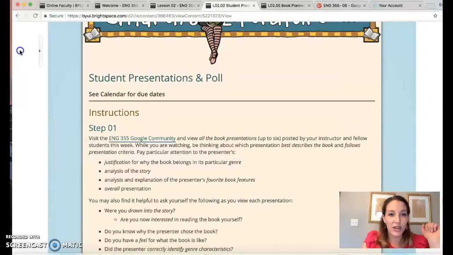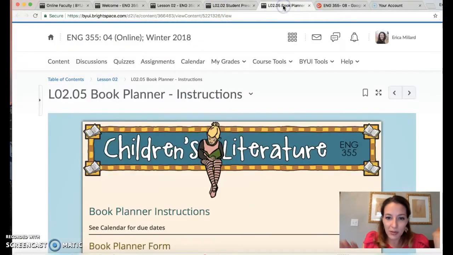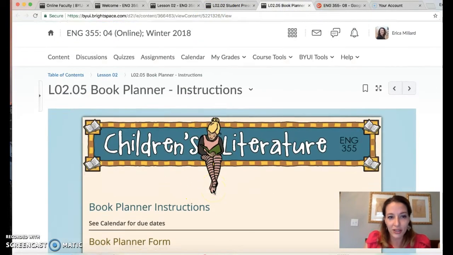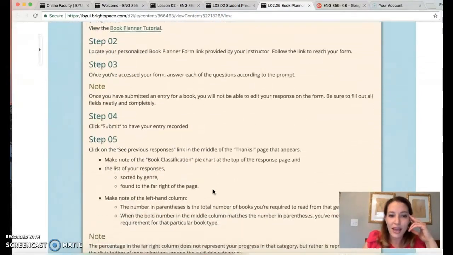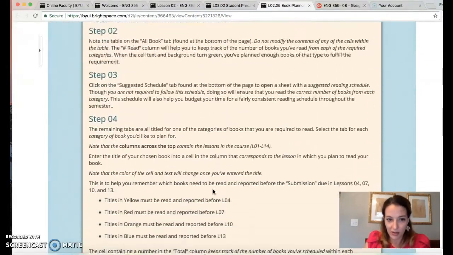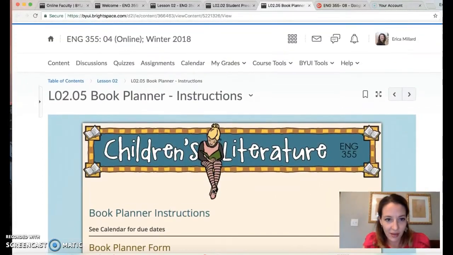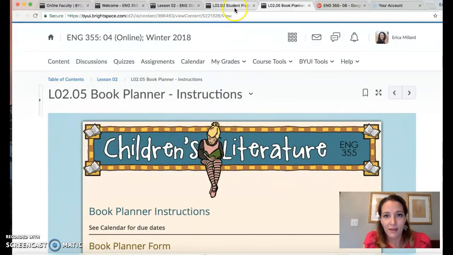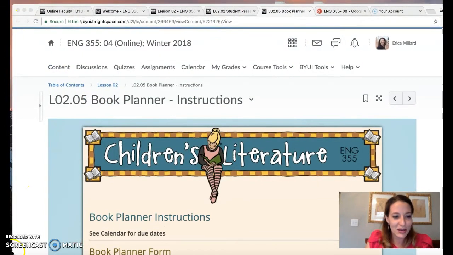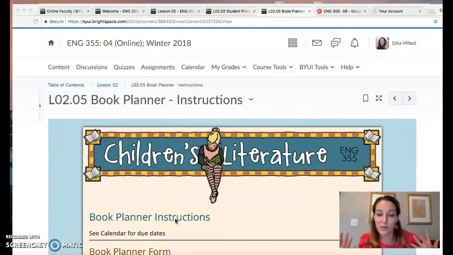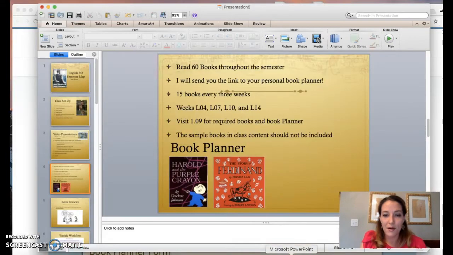So I was just going to pop over here again. So here we've got the book planner in L2.5, and it tells you exactly what books you have to read. Oh, this isn't the right one. So anyway, you will get the right one in the book planner video that I make. So don't worry too much about that.